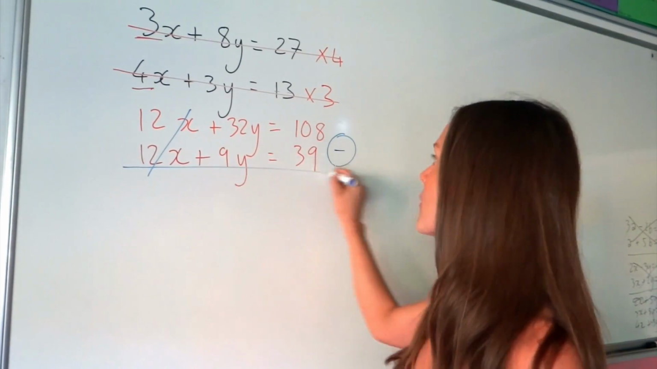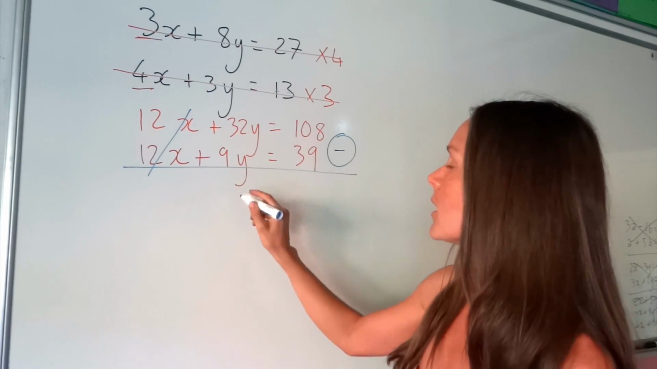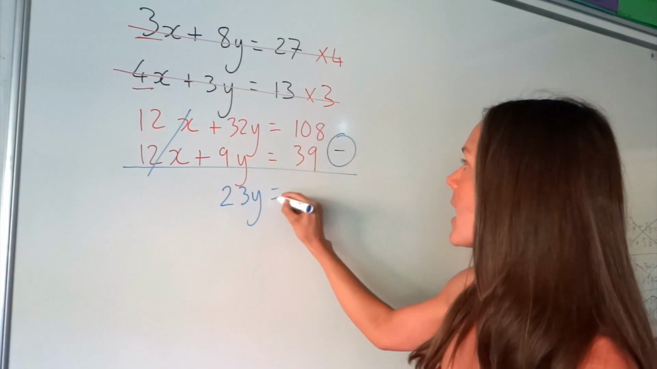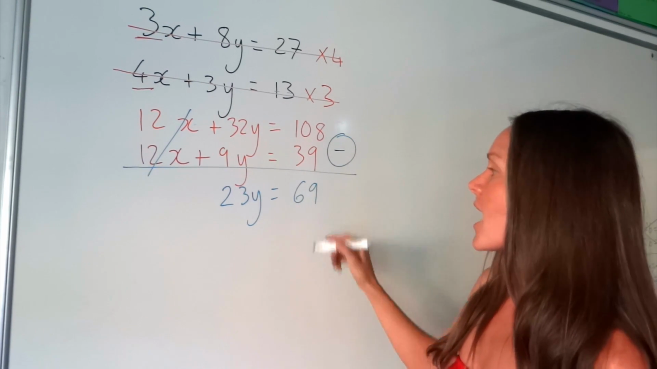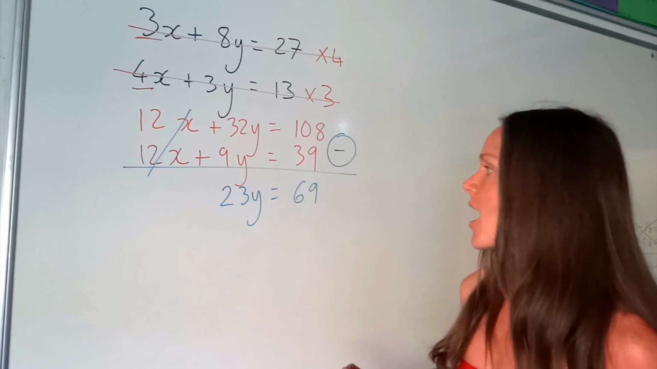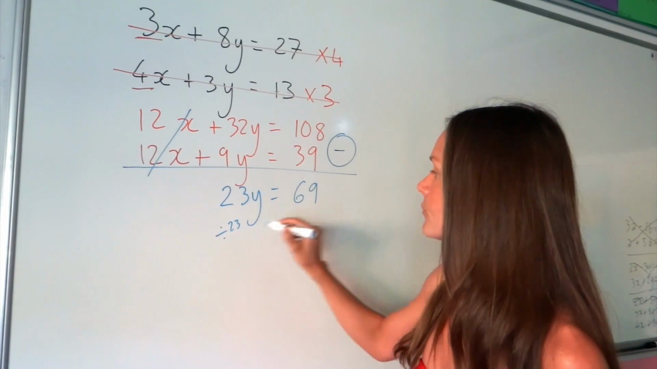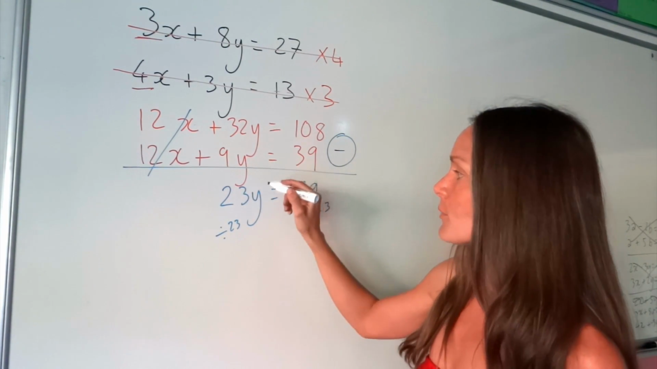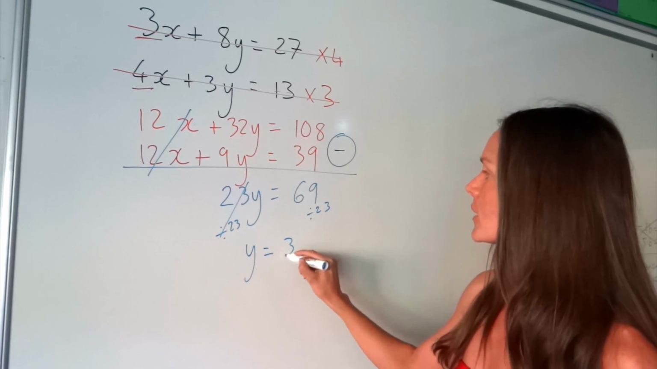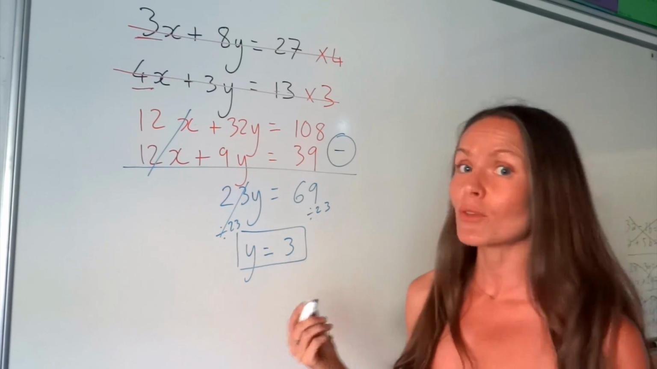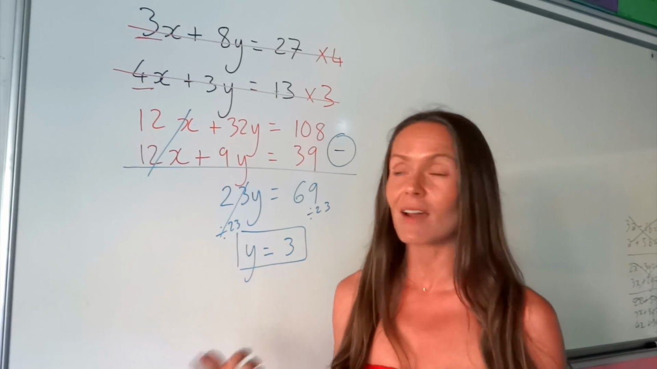So we're subtracting everything in these equations. So 32y minus 9y, well that's 23y. And 108 minus 39 is 69. And so to solve this equation, to find y, I need to divide both sides of the equation by 23. So 23 divided by 23 is just 1y. And on the right hand side, I get 3 if I divide those numbers. So y is equal to 3. So we found the first value, don't forget to continue the question and work out the next letter.